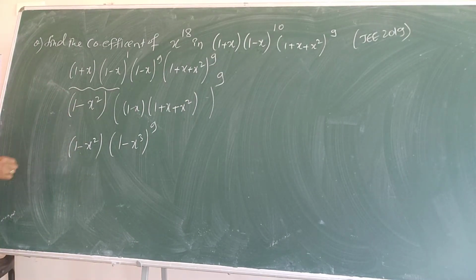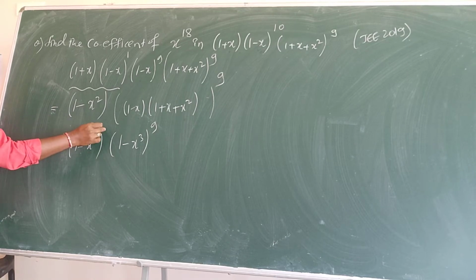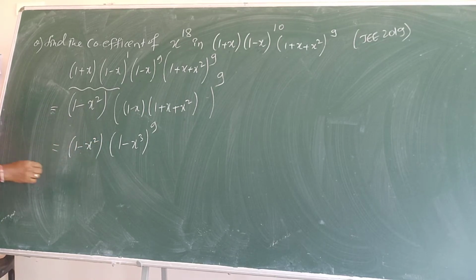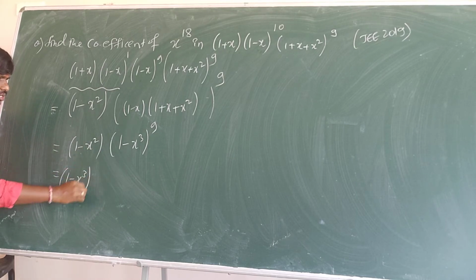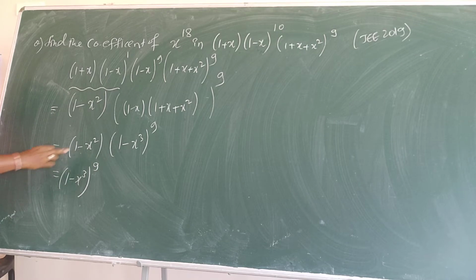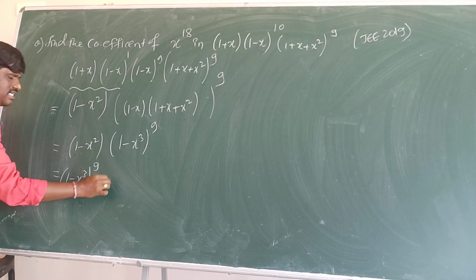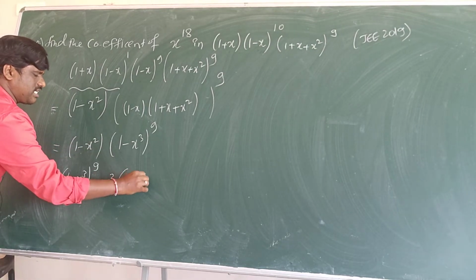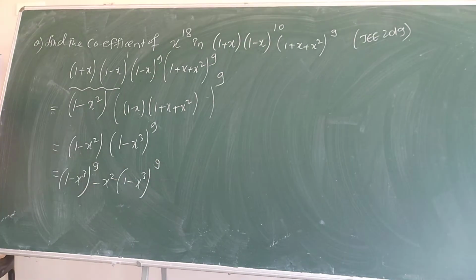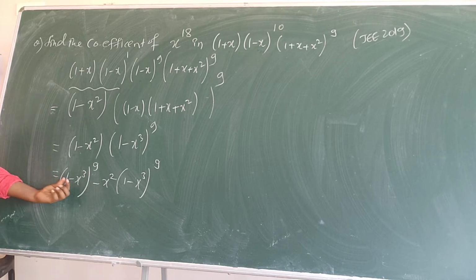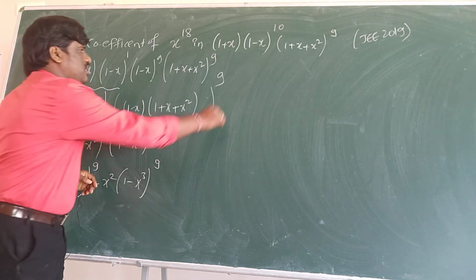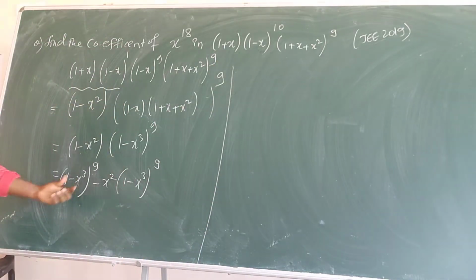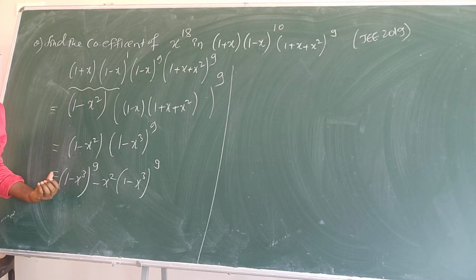Now there is no power on the first factor, so I will multiply 1 into (1 minus x cube)^9, and there is no power, so I can multiply minus x square into (1 minus x cube)^9. Is it clear? Now I have to find the coefficient of what here? x power 18. So I have to see the coefficient of x power 18 from here.